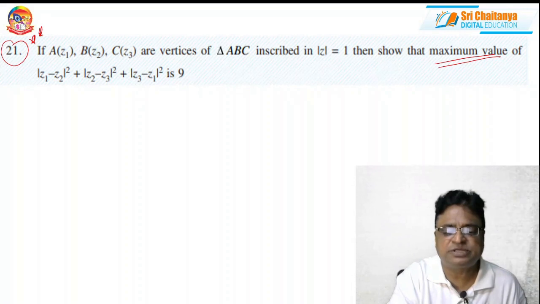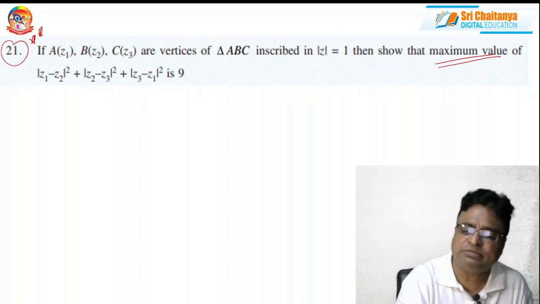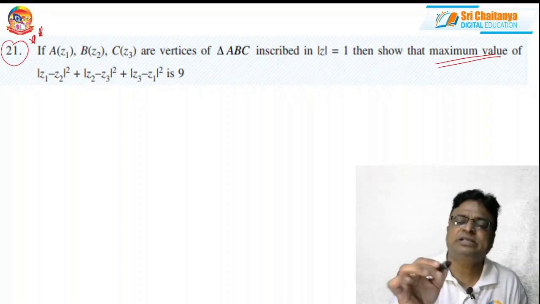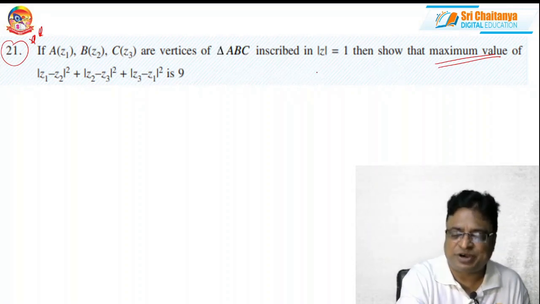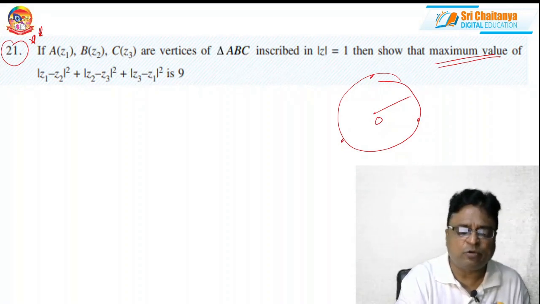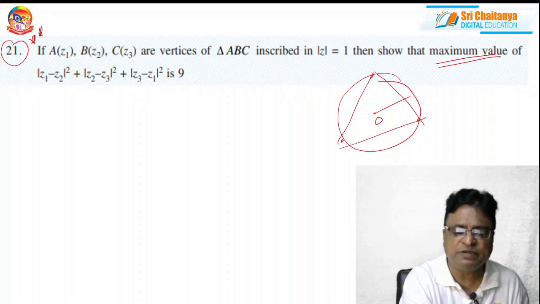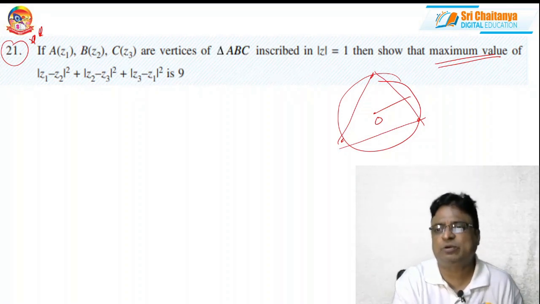A(Z1), B(Z2), C(Z3) are vertices of triangle ABC inscribed in |Z| = 1. Inscribed in |Z| = 1 means inscribed in a circle with the center as origin and radius 1. That is the concept. So what is |Z| = 1? They lie on a circle with the center as origin and radius 1, like this. So what we are going to prove is that the maximum value of the sum of the squares of the sides of the triangle is 9. That we are going to prove.